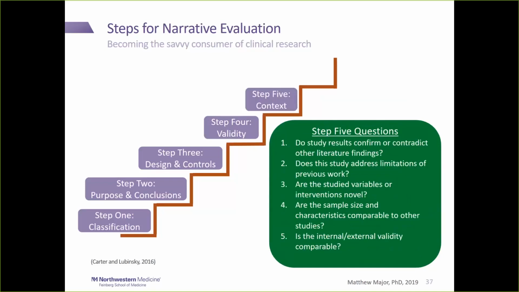For step 5, we need to understand the context. So do the study results confirm or contradict other literature findings? Does the study address limitations of previous work? Are the studied variables or interventions novel? Are the sample sizes and the characteristics, in fact, comparable to other studies that you've read? And is the internal and external validity also comparable to other research studies?